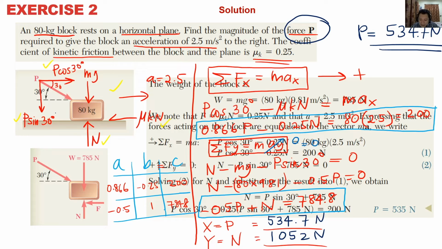Where is the answer? P is equal to 535 Newton. The normal force is not even asked for, 534.7. So okay. Okay, so this is done.